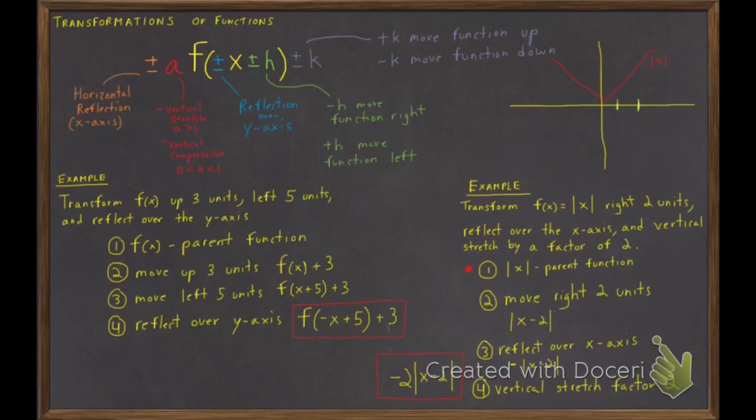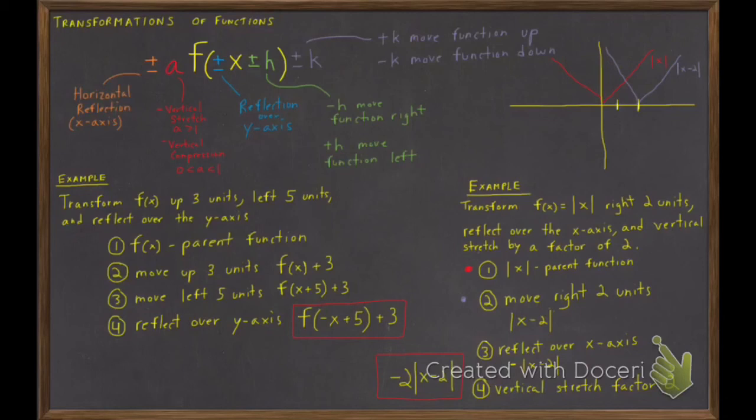So I'll graph all of these. So the second graph we'll put in purple. And that was to move right 2 units, absolute value x minus 2. So in purple, we'll draw the new graph. There is our new graph. And that name was absolute value x minus 2.